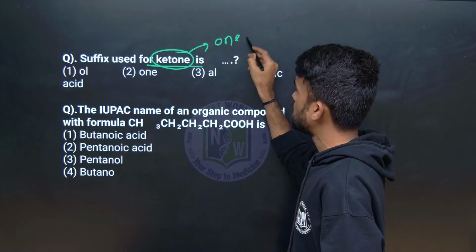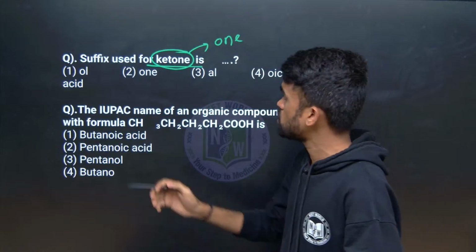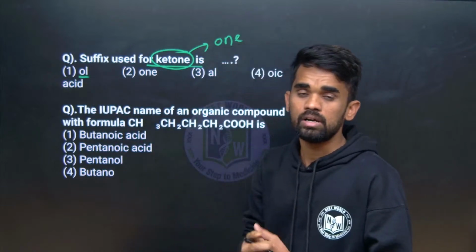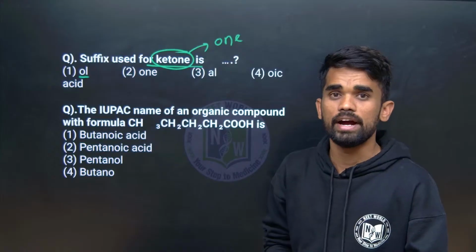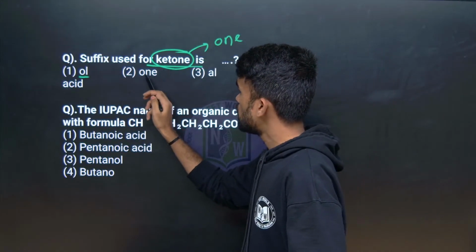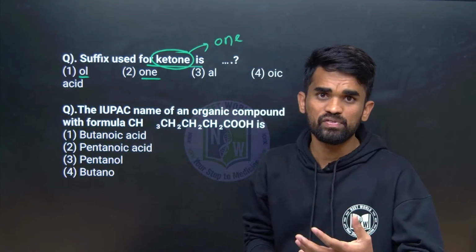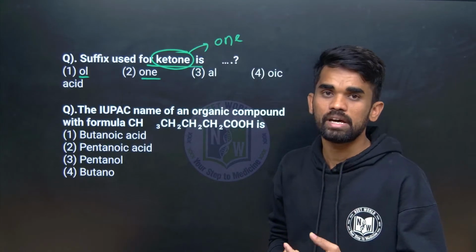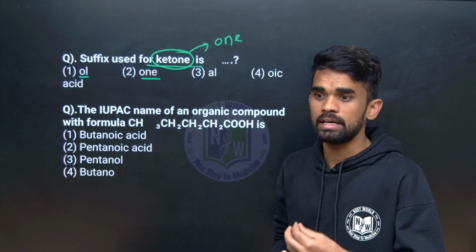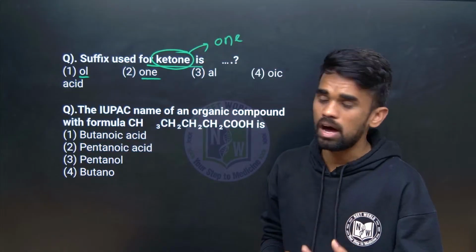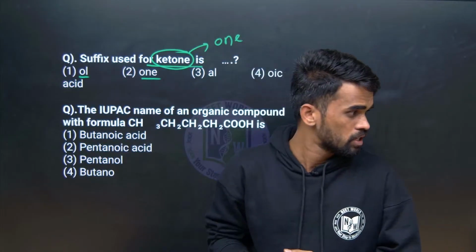It is -one, right? What about alcohol? It is -ol. Alcohol will be -ol. The suffix is -ol and the prefix is hydroxy. Okay, and for ketone the suffix is -one and the prefix is what? Keto group. We say keto or oxo, right? Keto or oxo, depending upon the condition we have to specify that.